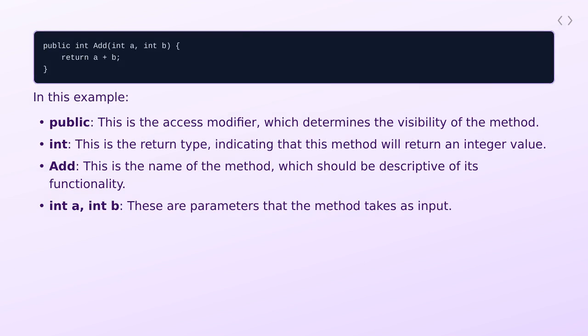In this example, first, public. This is the access modifier, which determines the visibility of the method. Also, int. This is the return type, indicating that this method will return an integer value. Also, add. This is the name of the method, which should be descriptive of its functionality. Finally, int a, int b. These are parameters that the method takes as input.